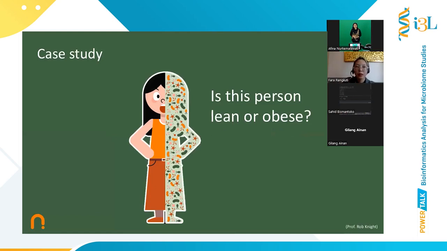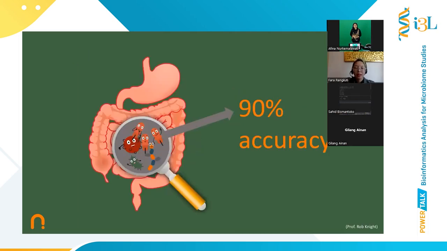If you want to predict if a person is lean or obese, if they have a normal weight or underweight, or if they are overweight, for example, you can actually have 90% accuracy if you predict this by looking at the microbiome in their digestive tract. Okay, 90%. It's not bad. It's quite decent.